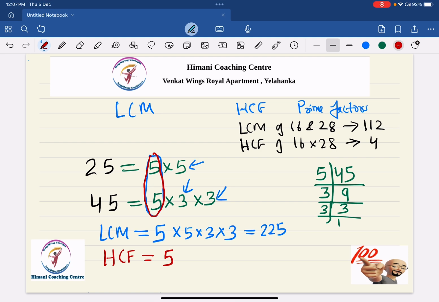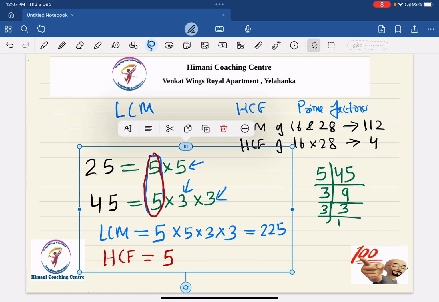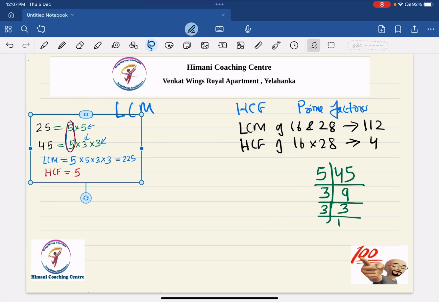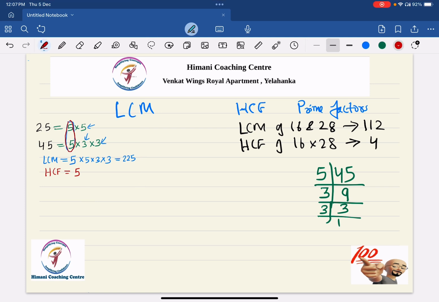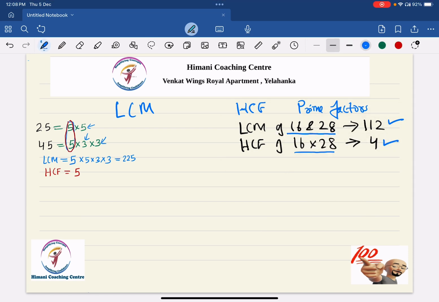Okay. So now, once we are done with this, let us understand one more rule which is applicable when we find LCM and HCF of two numbers. This rule is applicable only when we are finding LCM and HCF of two numbers. Like here, LCM of 16 and 28 is 112. HCF of 16 and 28 is 4. So now we will do one activity and understand one more rule. So let us find the product of 16 and 28.